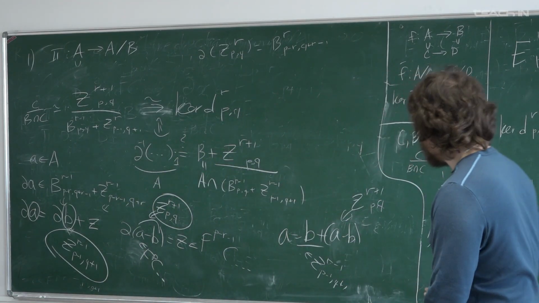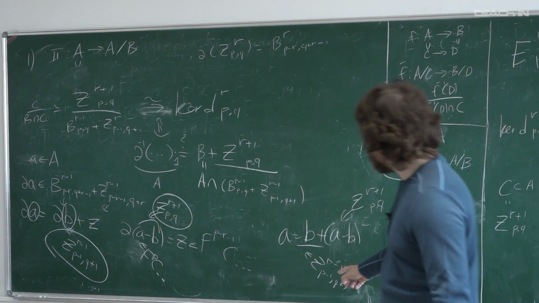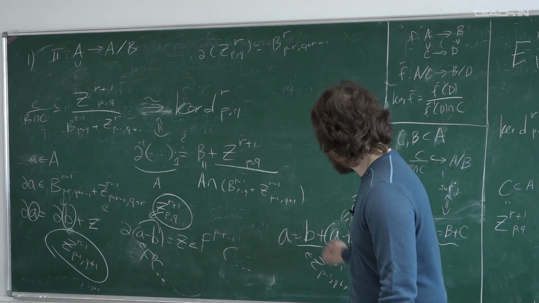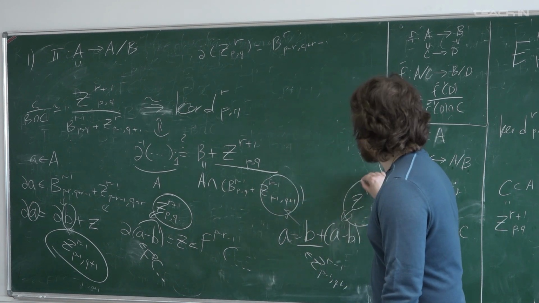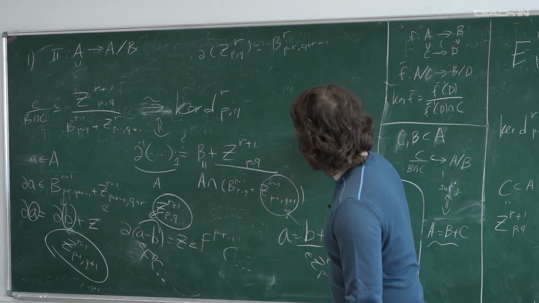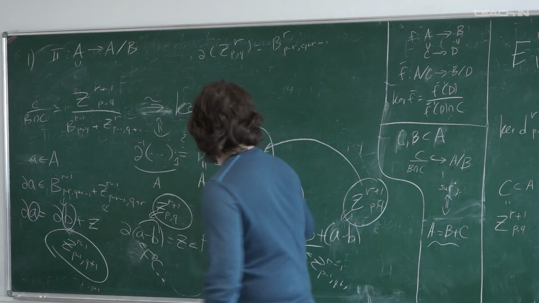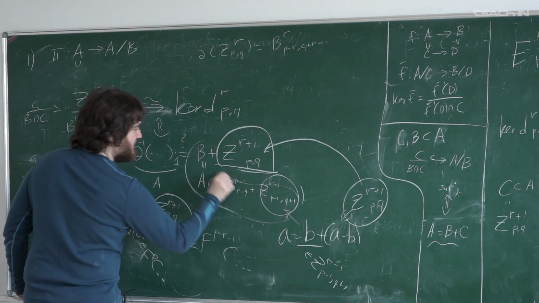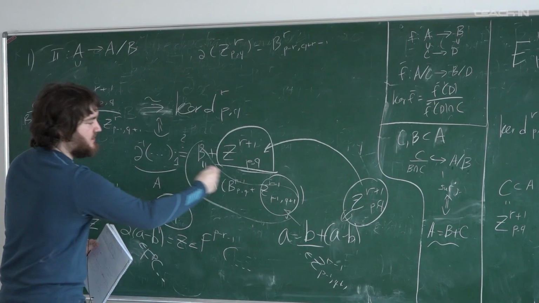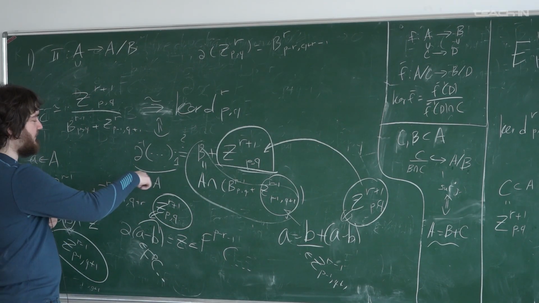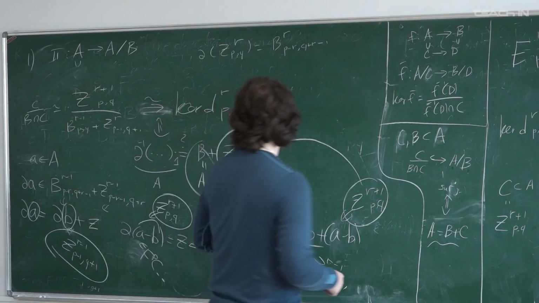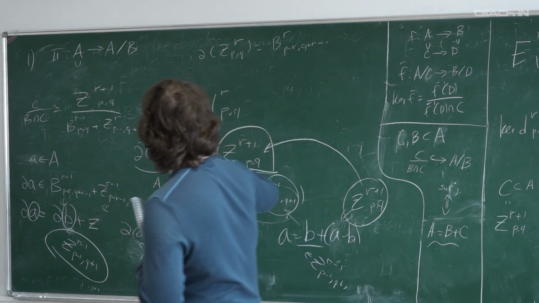It's by definition B. And here, this is from this, and this is from this. This is not a quotient. This is one summand and this is another summand. So it is from two summands, and any element of A is the sum of this and this. So this is an isomorphism. So this is my kernel.